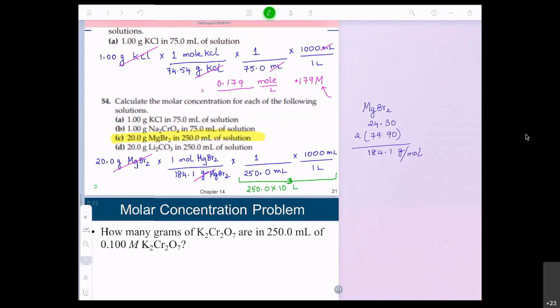So you want to go again to 3 significant digits. 20.0 has 3. 250.0 has 4 significant digits. Correct answer 435. Correct.